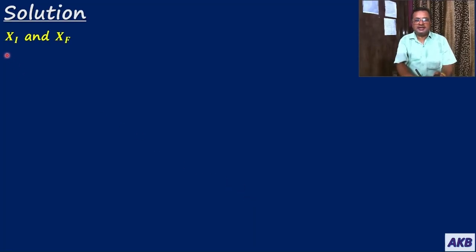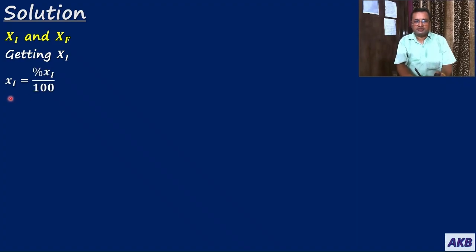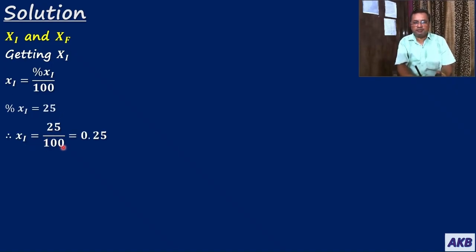First, as decided, let us find out capital Xi and capital Xf. Let us first get capital Xi, and for that percentage small xi is given to us. So from this we are going to get Xi. So xi will be obtained by dividing the percentage value by 100. So xi is equal to percentage xi upon 100. Percentage xi is given to us, it is 25. So xi will be 25 divided by 100, that is 0.25.